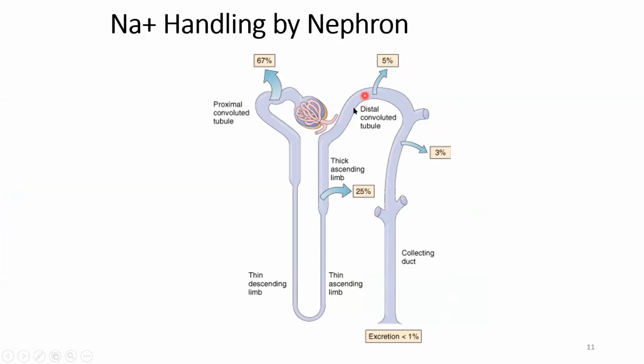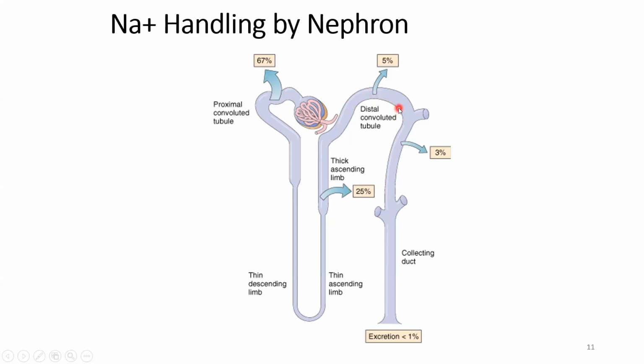We call them the early DCT cells, and then the later part of the DCT. There is a slight differentiation. This whole segment basically has two types of specialized cells: the principal cells and the alpha intercalated cells. Once again, there are specialized cells here, which are called principal cells, found only here, and alpha intercalated cells.